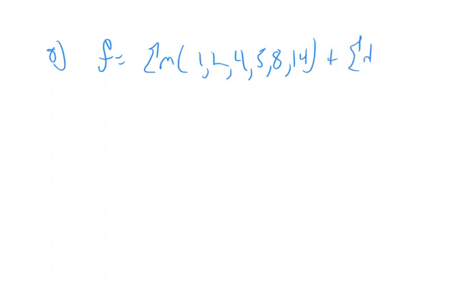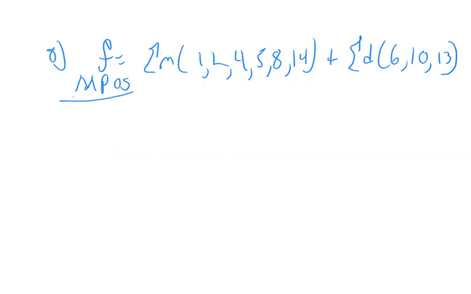F is equal to sigma m of 1, 2, 4, 5, 8, 14. So this is a canonical sum of products in shorthand notation, okay? And I'll put in 6, 10, and 13 over here as don't cares. And then the problem says find the minimum product of sums.